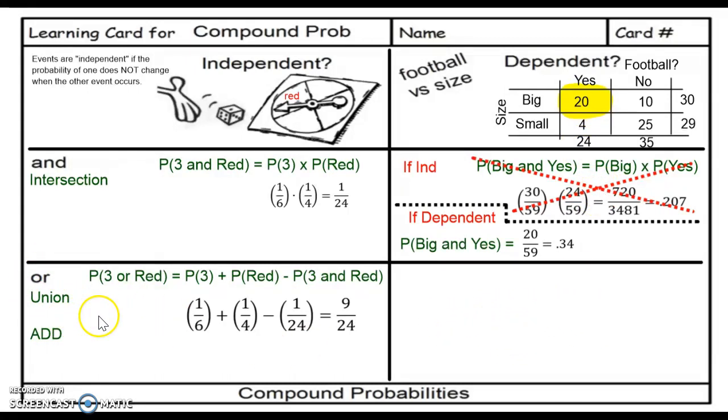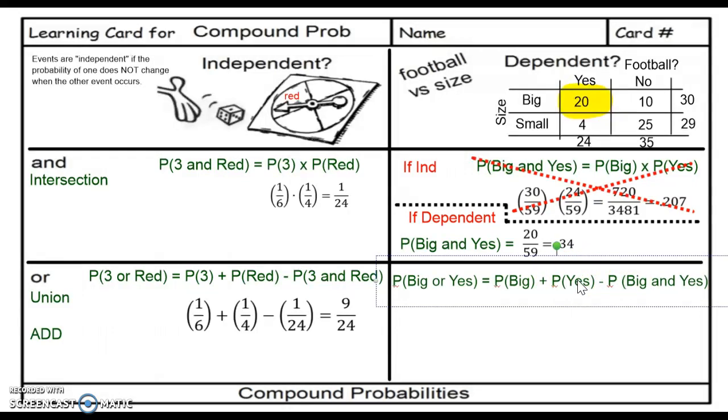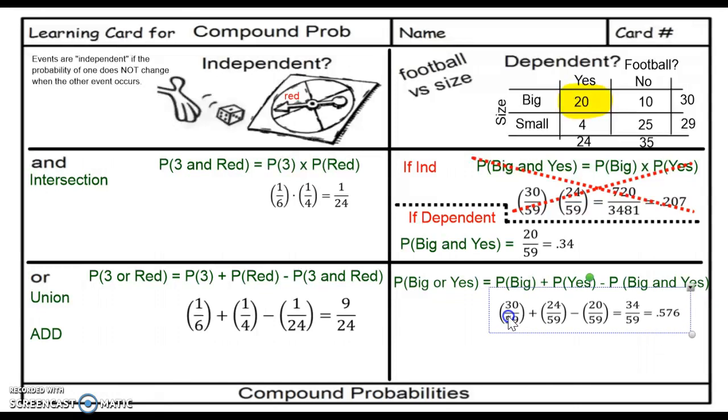Well, what if we have an or problem? What if we have the probability of being big or the probability of playing football? That would look like this. The probability of being big or saying yes to football would be equal to the probability of being big plus the probability of yes to football minus the probability of being big and saying yes to football. Okay, well, let's find those probabilities. And that would be this.